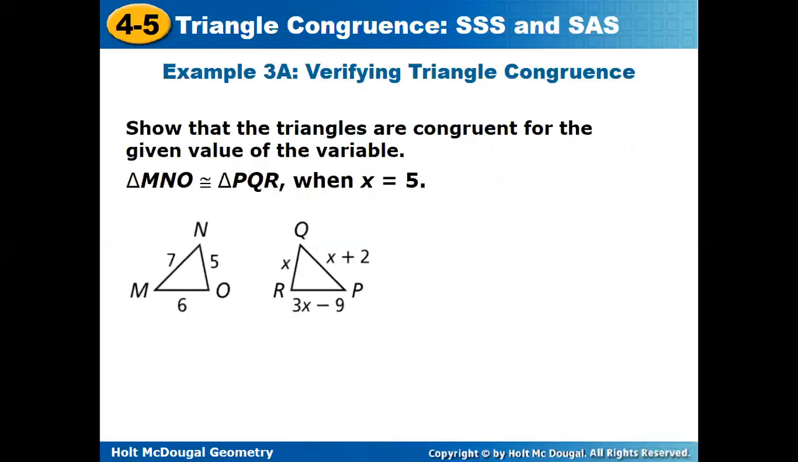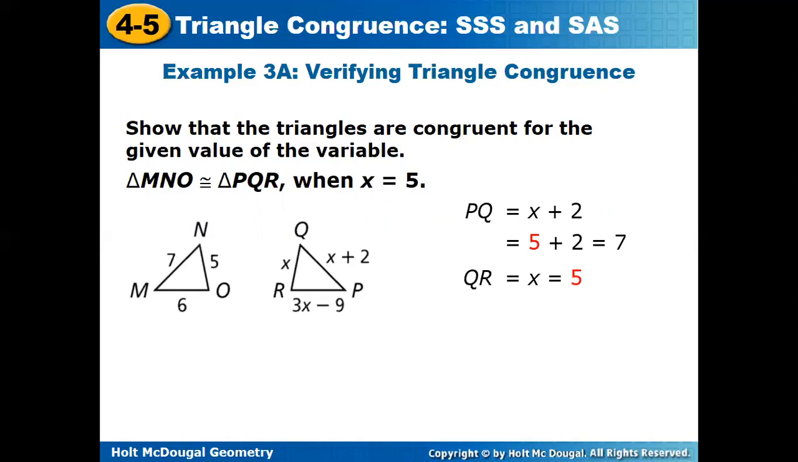Example 3, verifying triangle congruency. Show that the triangles are congruent for the given value of the variable. Triangle MNO is congruent to triangle BQR when x equals 5. Firstly, we want to substitute the value of x in triangle QRB to find the lengths of the sides. We will start with side BQ. BQ is x plus 2 and the value of x is 5. So BQ equals 5 plus 2 equals 7.